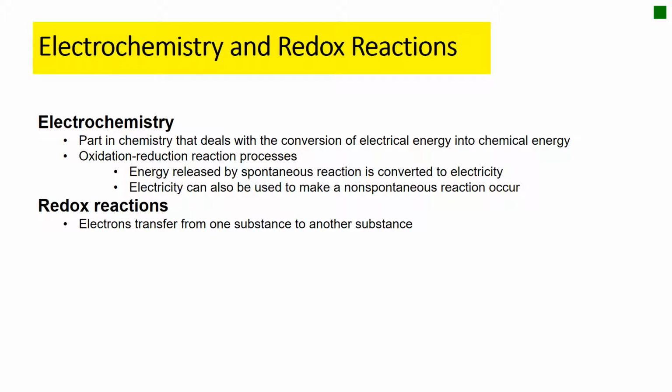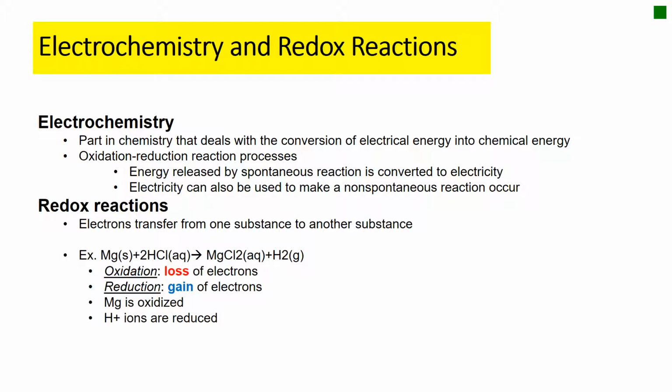Redox reactions are the electron transfer from one substance to another. Example, here we have an equation where oxidation is the loss of electrons and reduction is the gain of electrons. So Mg is going to be oxidized and hydrogen ions are reduced.